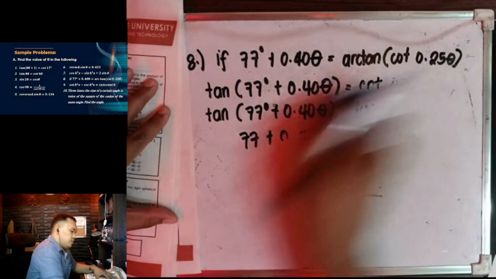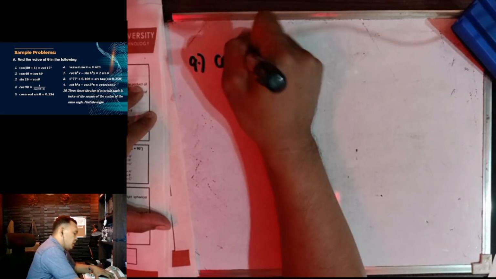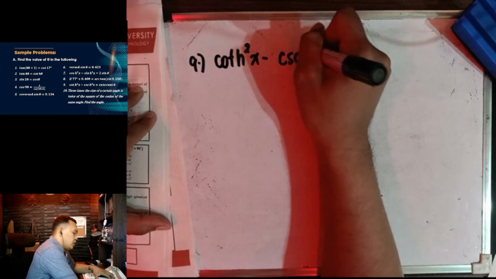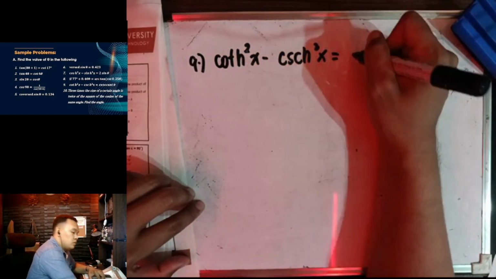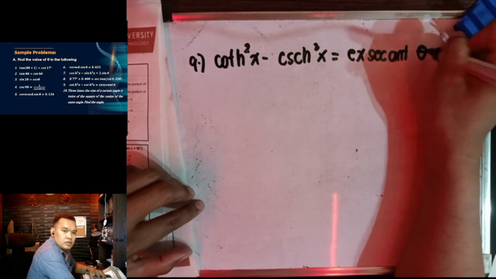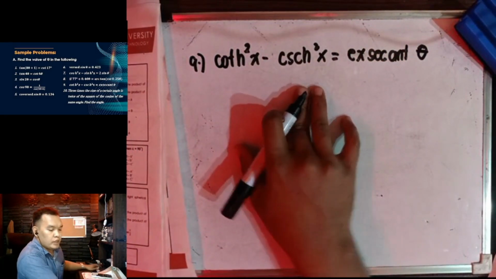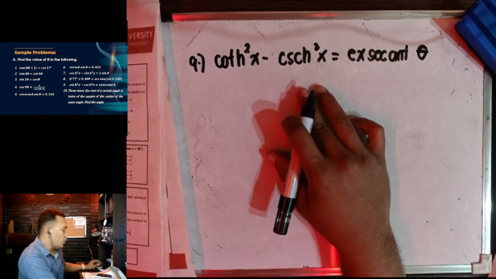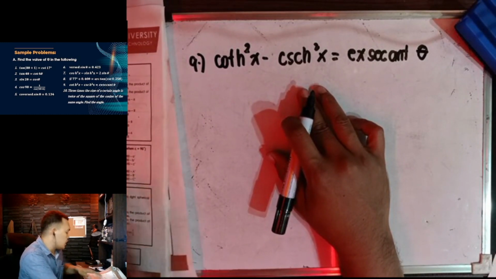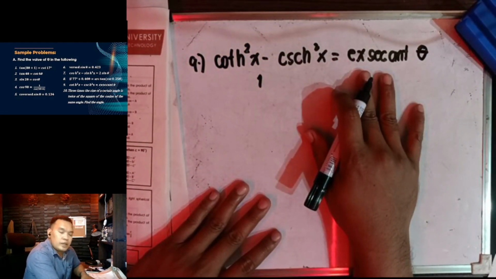Problem number 9 is cotangent h squared x minus cosecant h squared x is equal to x secant theta. Okay, so we have here cotangent h squared x minus cosecant h squared x is equivalent to 1. So sa identities, makikita natin siya, equivalent siya kay 1. No? So 1 to. Then, yung x secant theta is nandun din siya sa identities natin under inverse trigonometric function.